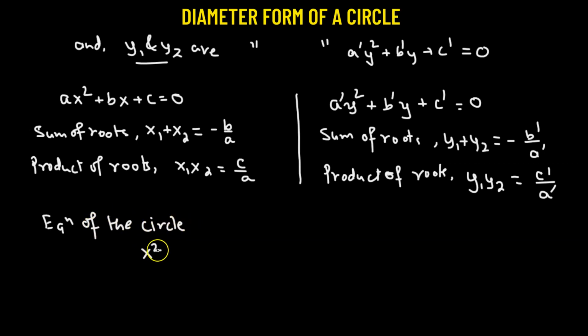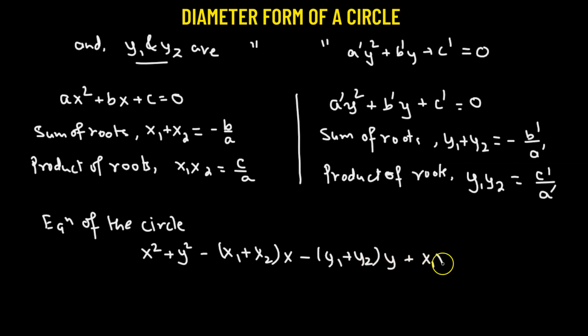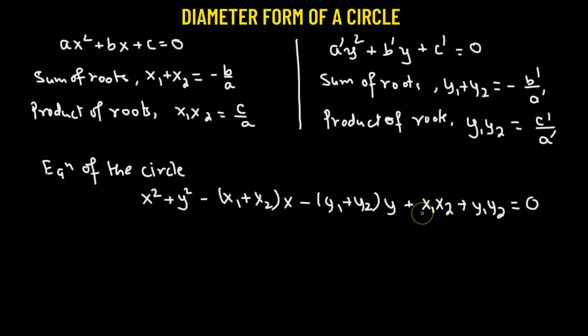So we know that that is x squared plus y squared minus (x1 plus x2) times x minus (y1 plus y2) times y plus x1 times x2 plus y1 times y2, and that will be equal to 0. So this is the equation of the circle. All we have to do is now substitute the values.